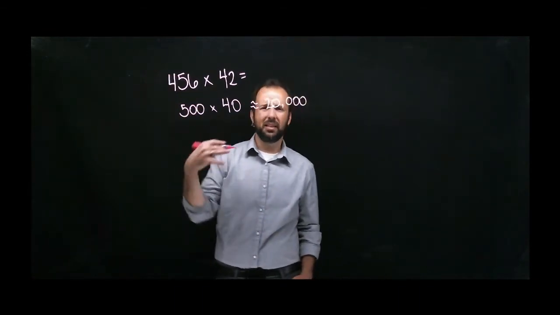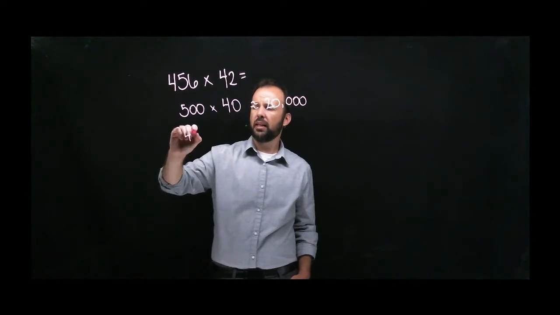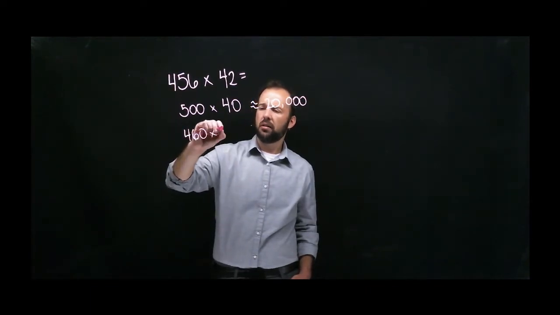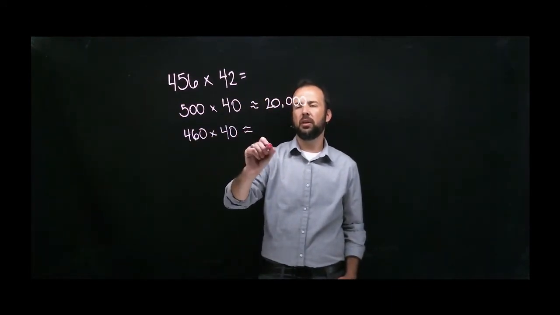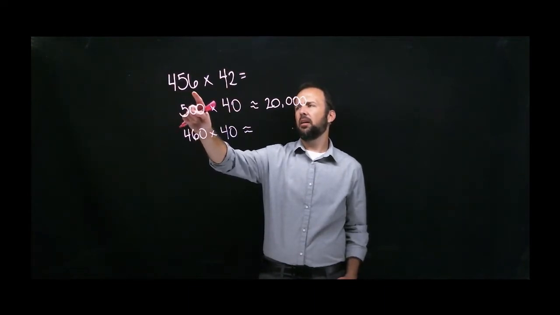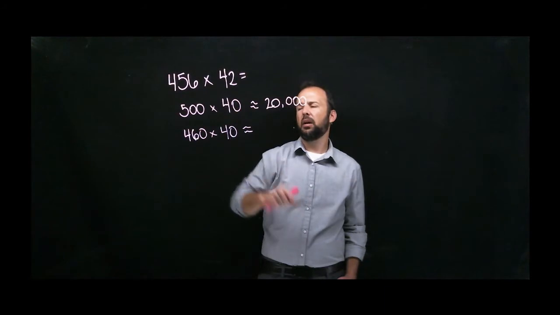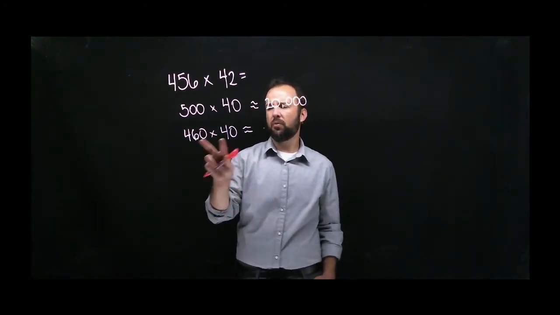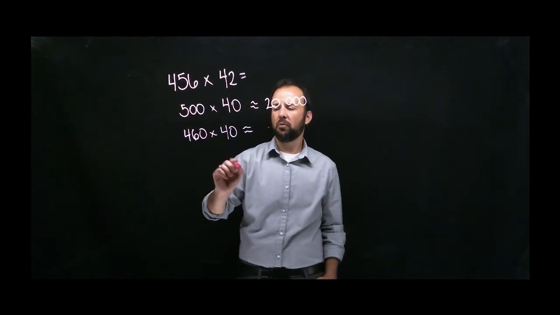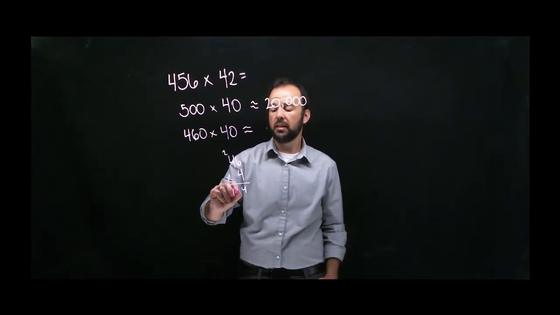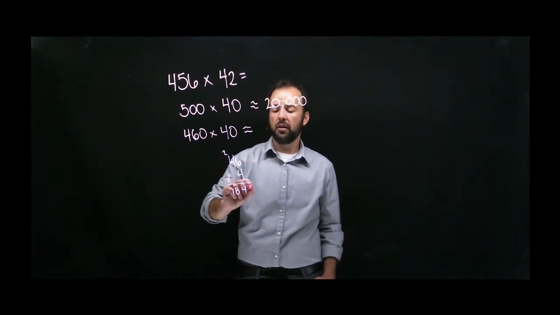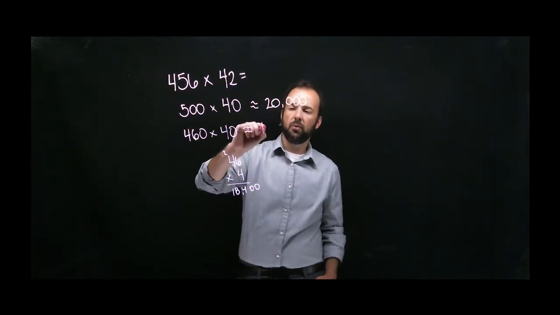I could also do this if I wanted to get a closer estimate. I could say that this is 460 times 40. This would be a little harder to do, but I would get a closer estimate to what the actual answer is going to be. Again, I rounded this one to 460, and I rounded the other back down to 40. So now I have 460 times 40, so I could think of that as 46 times 4. And I could do that real quick. 6 times 4 would be 24. 4 times 4 is 16, plus 2 more is 18. And then I have my 2 zeros left there. So 18,400 would be my answer.